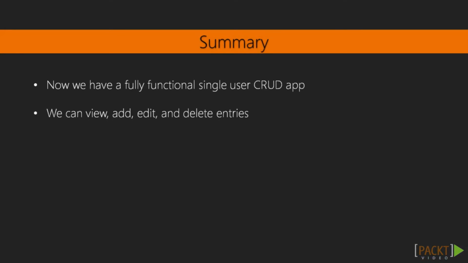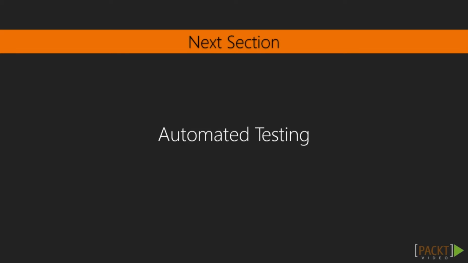Now we have a fully functional single-user CRUD app. We can view, add, edit, and delete entries. However, we have a serious limitation because we're using an in-memory database. The downside of this is that when we stop Node.js and start it again, or even if we just edit the JS files, which triggers a stop and restart, all of our changes are lost. We'll overcome this by using MongoDB, but before we get too much further, let's talk about testing our app in the next section.